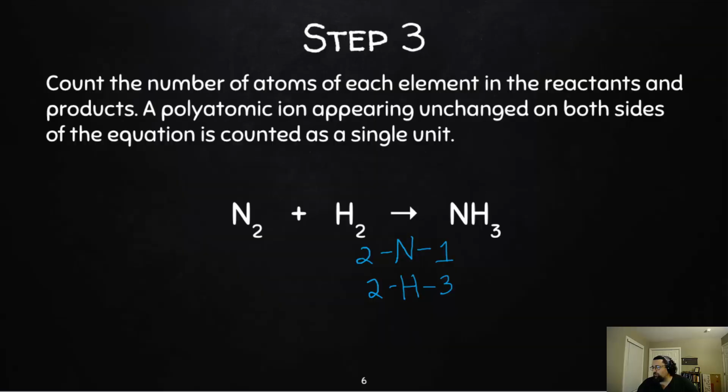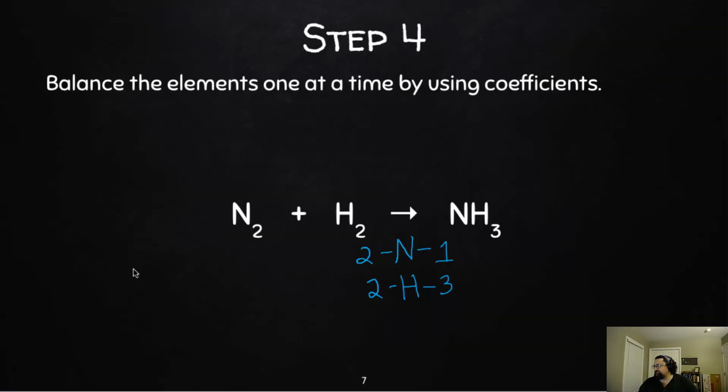Okay. So on to step 4, because we've done our counting. So step 4, now we're going to want to do our next, which is balance, right? Balance the elements one at a time by using coefficients. So you go back and forth and you add coefficients to make them even. So we say, all right, if we look at this, we have 2 nitrogens on this side, 1 nitrogen on the right. What do? Well, we're going to add a coefficient. We're going to put something here, which means we're going to multiply to make these even.